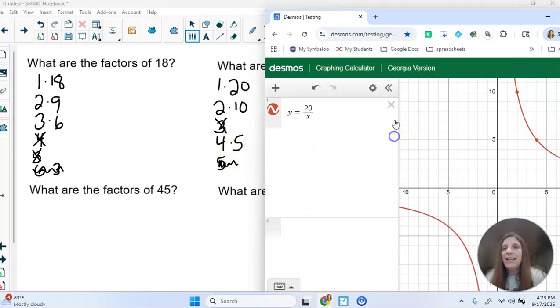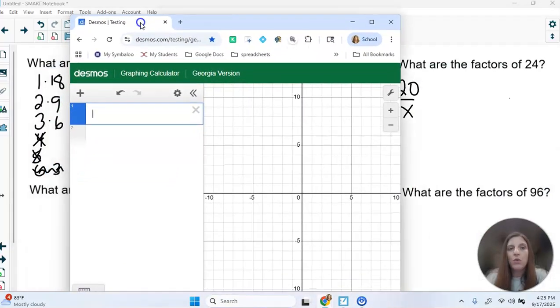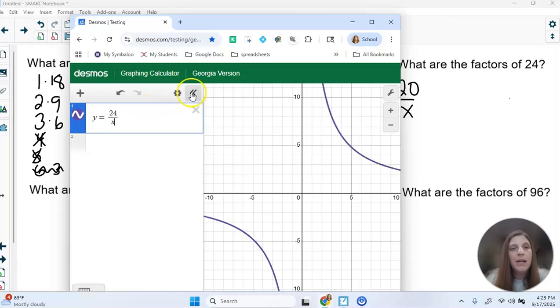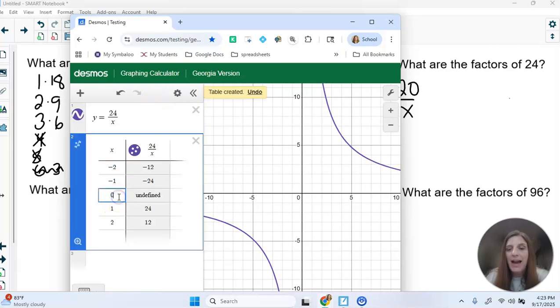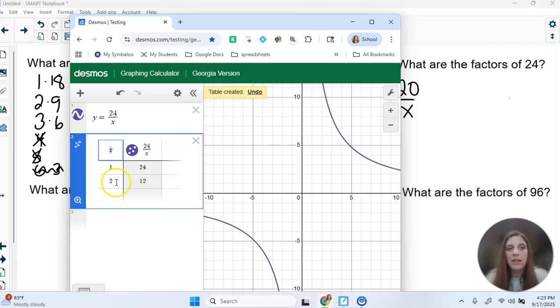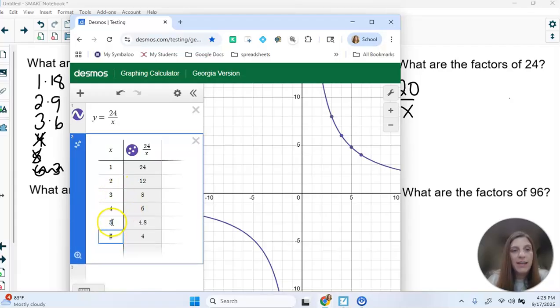So let's do this again for our next one. Our next one says the factors of 24. So I'm going to type in y equals 24 divided by x. I'm going to go to my settings wheel, and I'm going to change it to table view. I like to just backspace out these that aren't helpful, and then I'm going to enter down until I get repeat numbers. So I'm just going to keep entering down until I get, oh, here we have 6, 4. We've already got 6, 4 in our list, so we're going to stop.